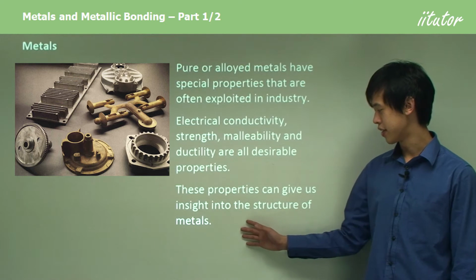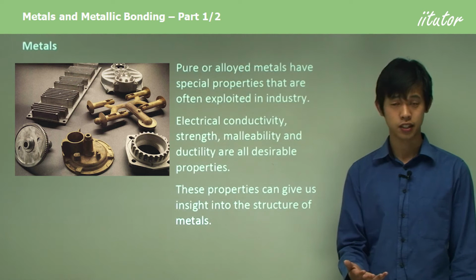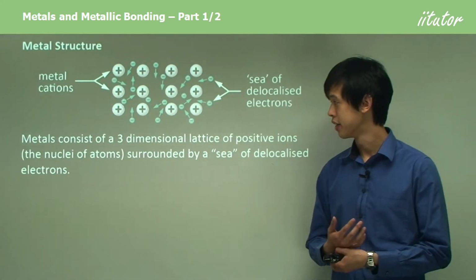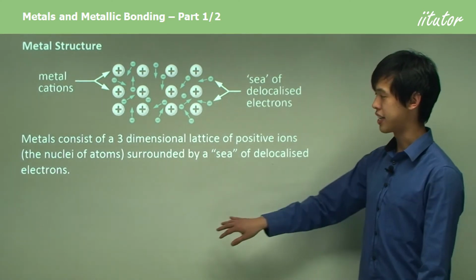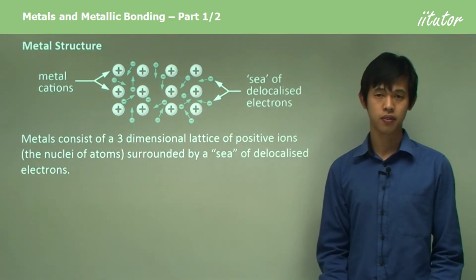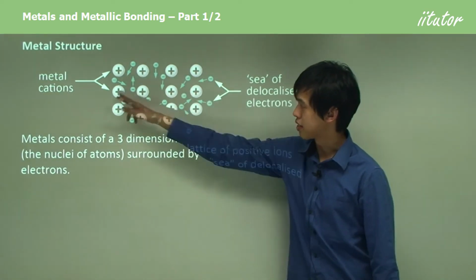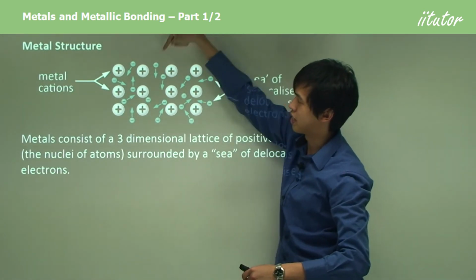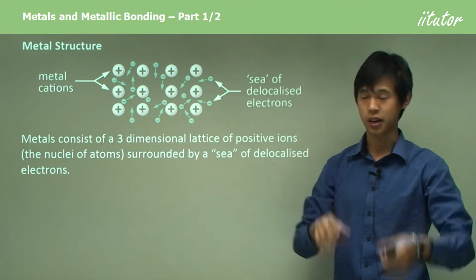And these properties can give us insight into the structure of metals. The properties kind of infer certain details about the metals, but there's more to it than that. So the metal structure, what is the metal actually? Well, the metal consists of a 3-dimensional lattice of positive ions, and these are the nuclei of the atoms, surrounded by a sea of delocalized electrons. There's a lot of words there, but the key thing is that you've got a lattice, essentially, of these positive ions. So if you imagine it going into the board as well, you'd have circles going into the board as well. And that's what we call a 3-dimensional lattice because it makes a 3D shape.